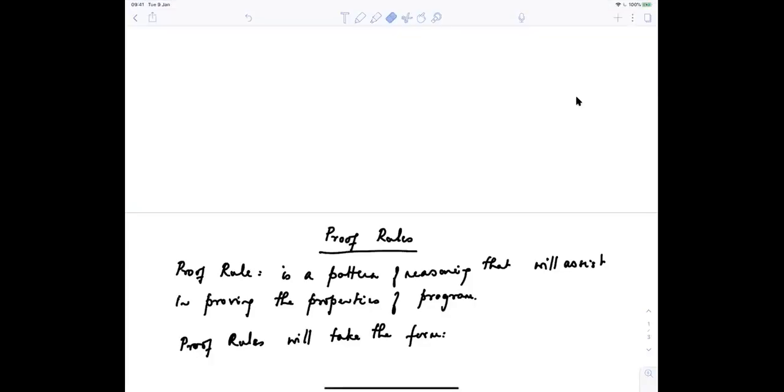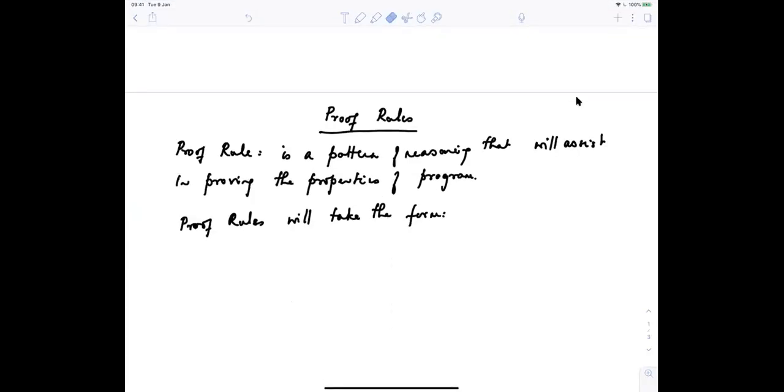Okay. So I'm going to write this down as I go along. I hope you can see my iPad on the screen. And so what is a proof rule? A proof rule is a pattern of reasoning that will assist in proving the properties of a program.